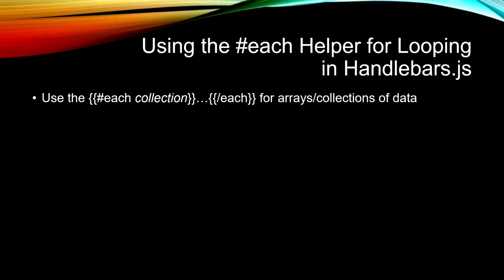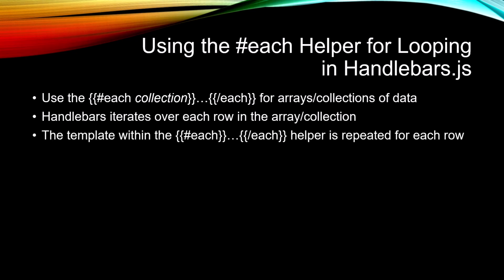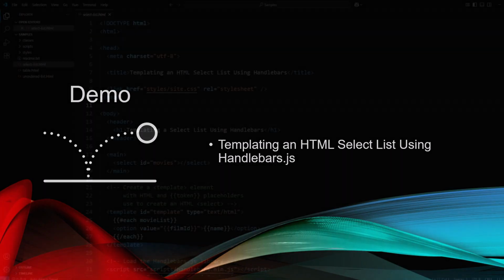You're going to use the each helper to iterate over a collection, and then you do whatever you want to do between the #each and the /each. So these are for arrays or collections of data. Handlebars iterates over each row in the array collection, and the template within the each helper is repeated for each row. Let's take a look at templating an HTML select list using Handlebars.